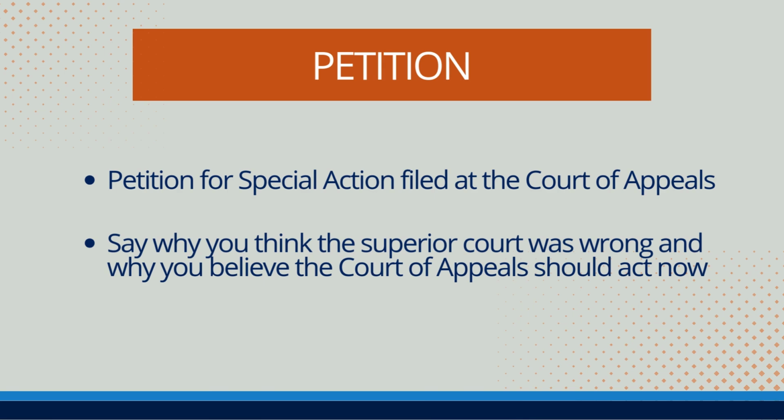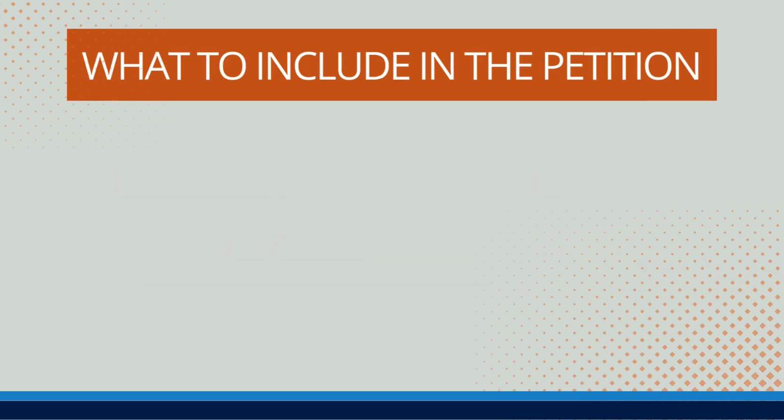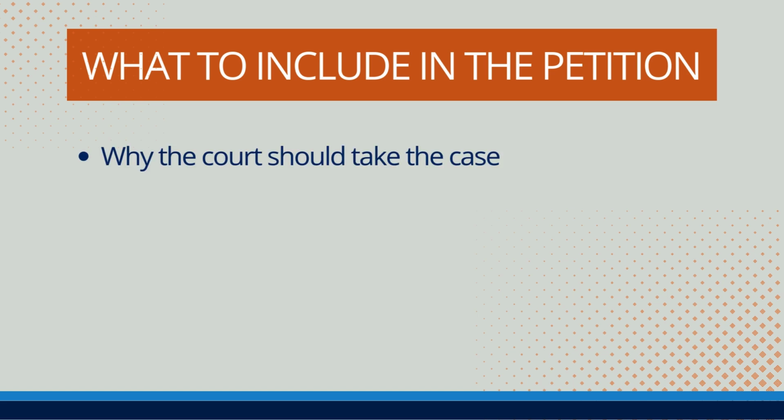An appellate special action starts when a petition for special action is filed at the Court of Appeals. The petition should say why you think the Superior Court was wrong and why you believe the Court of Appeals should act now instead of waiting until the end of the Superior Court case. In the petition, tell the court why it should accept special action jurisdiction. Watch the video called Things to Know About Appellate Special Actions to learn more about the factors the court will consider when making this decision.